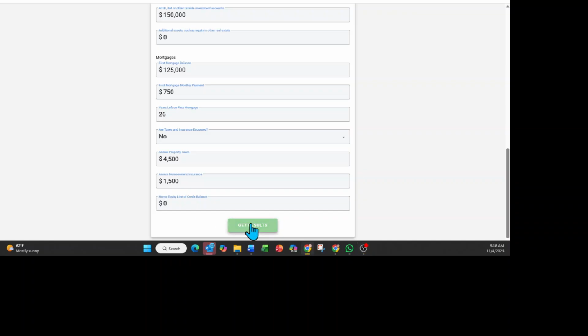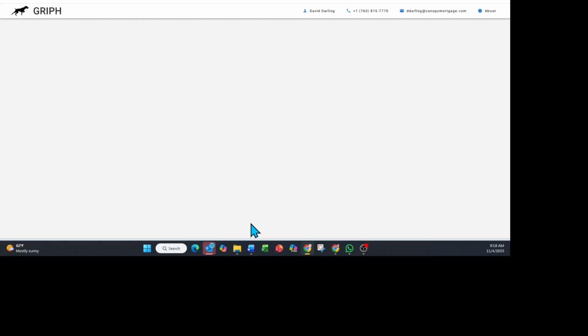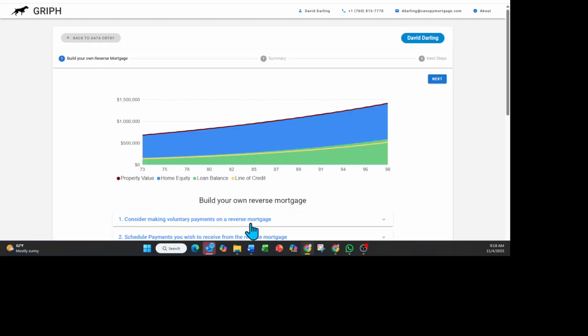Click on Get Results, and we start off with a bit of a chart to show you what their future looks like if our assumptions are correct. We're starting off now with this $650,000 home, growing at 3% per year. That's our default rate. As you can see, there's a lot of blue. The blue is the equity. I like to call it the big blue Pacific Ocean of equity.